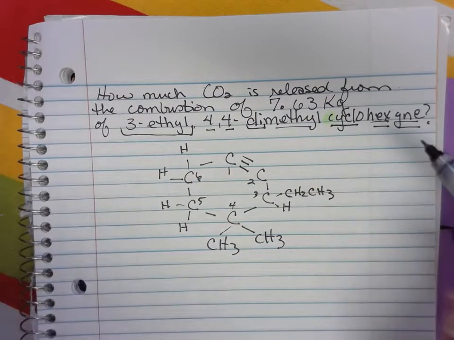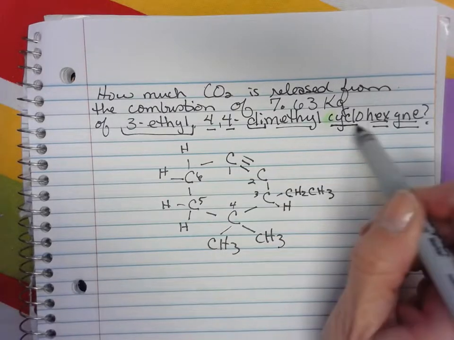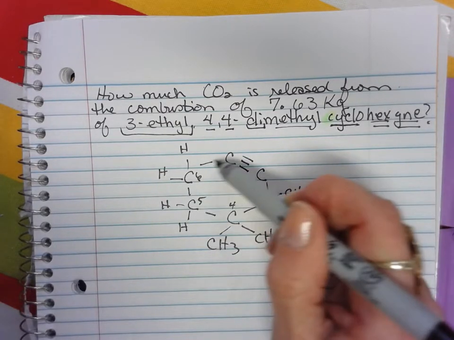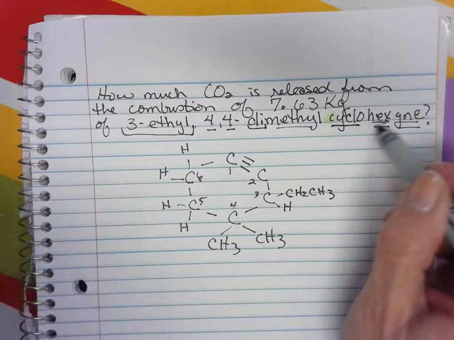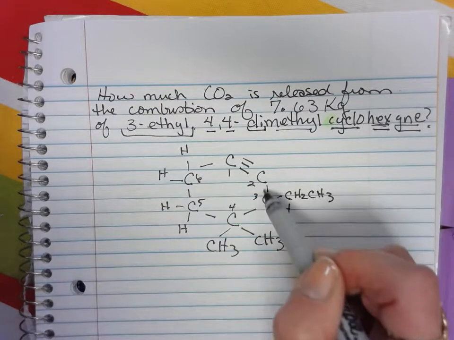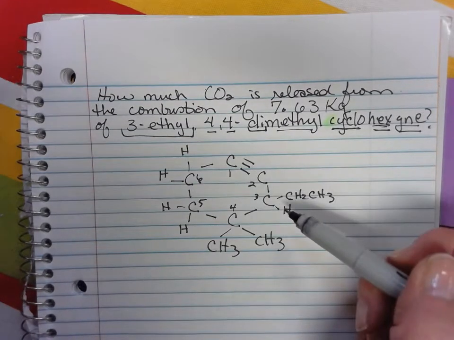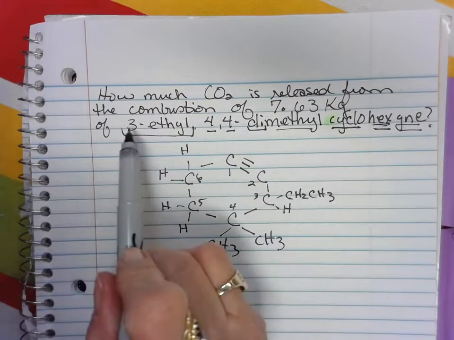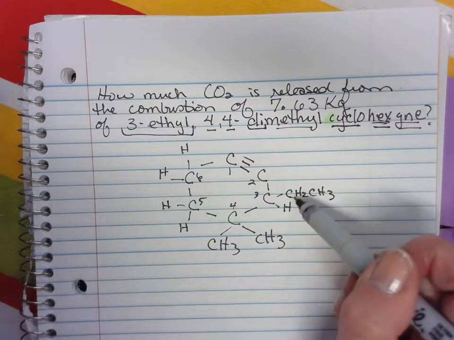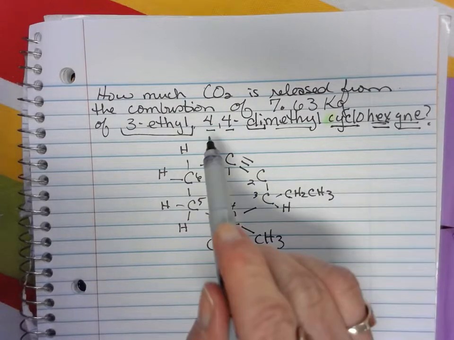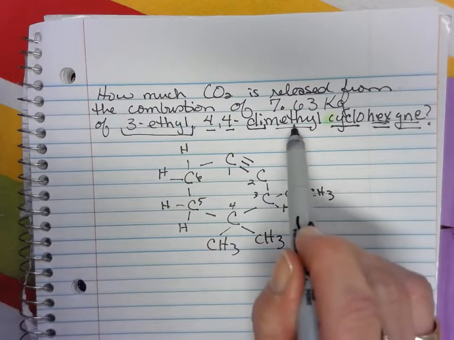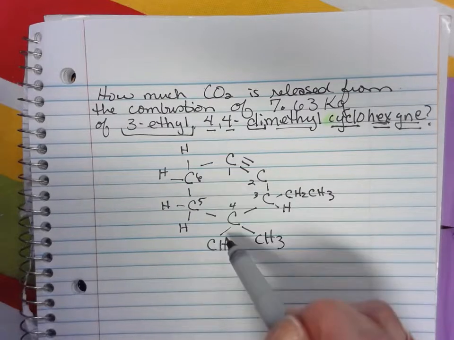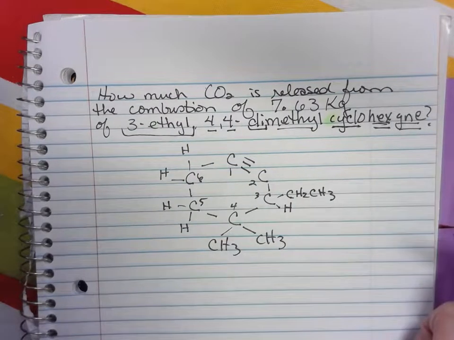So the cyclo is the circular form. The hex means that the parent chain has 6 carbons. The yne means that we've got a triple bond. The 3-ethyl means that we've got an ethyl group on the 3rd carbon. Dimethyl means we have 2 methyls. Both of them are on the 4th carbon.